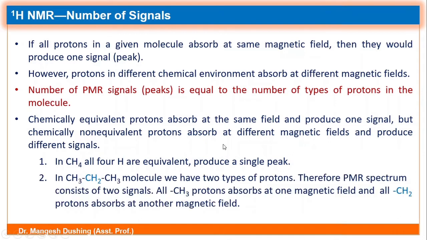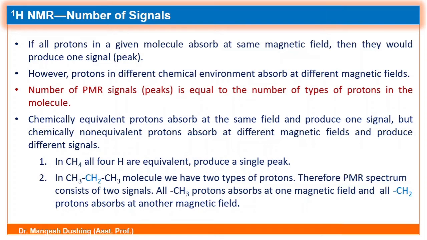Now there are two types of protons. See here, CH3 and CH3. These are similar, their chemical environment is the same. This CH3 is attached to the CH2, and this CH3 is also attached to the CH2. So the 6 protons are one and the same type, and this gives only one signal. The CH3 protons absorb at one magnetic field.